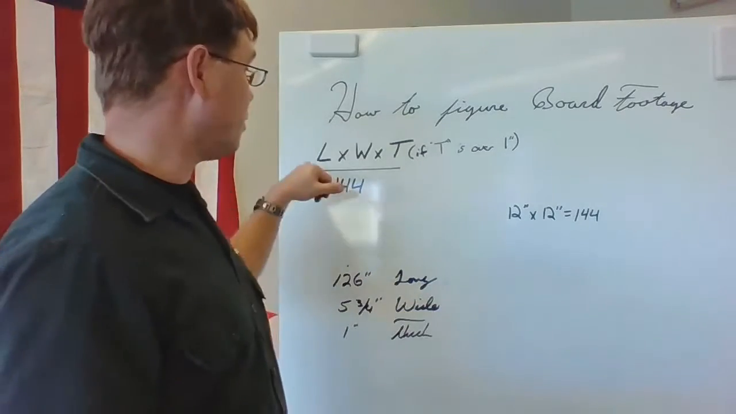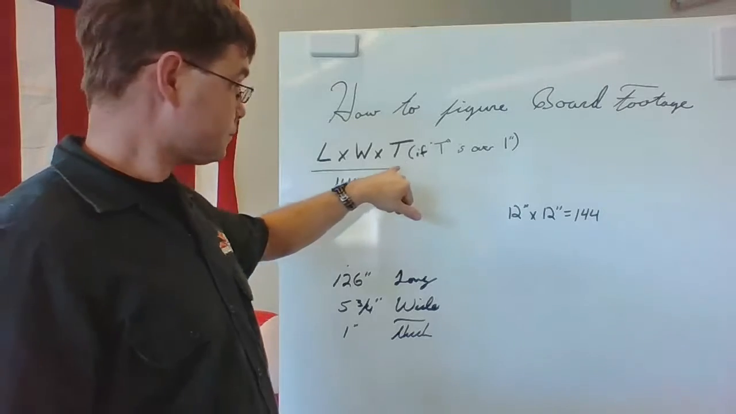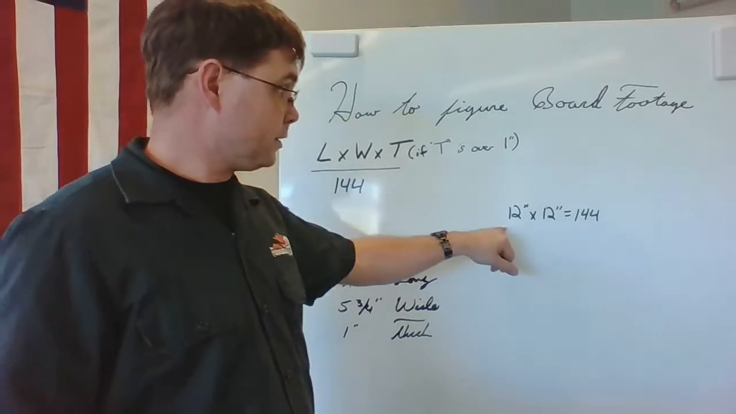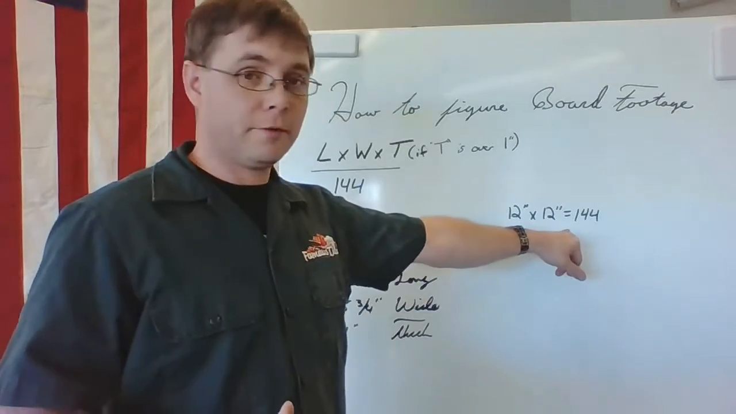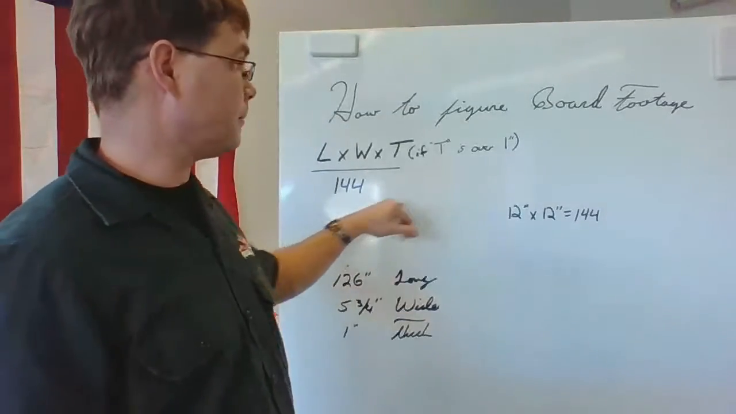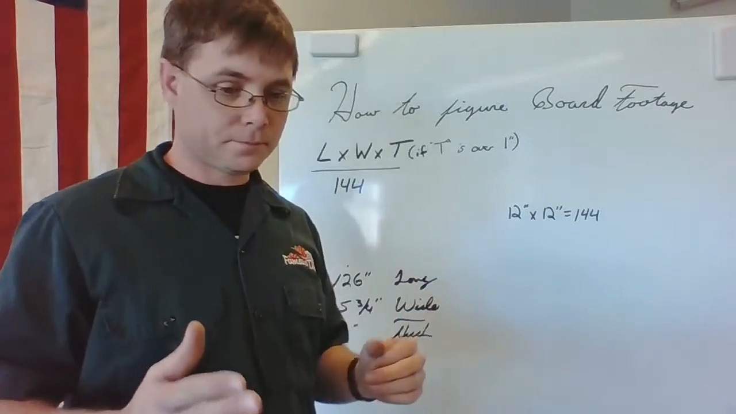Take 144 because all of these are in inches. And when you take 12 inches times 12 inches, which is 1 foot times 1 foot, you get 144. So you divide it by 144 to get it back down to the footage.